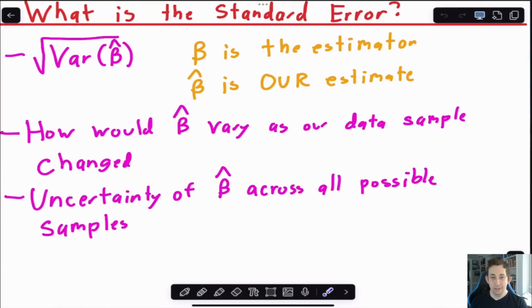So in the last video, I talked about properties of estimators, and one property I talked about was the variance of beta hat, where we know that beta hat is our estimator, and beta hat is also sort of the estimate that we get in a particular sample. But I'm not really concerned about the beta hat in our estimate. When I talk about standard errors, I'm talking about, well, what is the variance of beta hat over all possible samples? But of course, we're going to estimate that standard error using the sample we have.